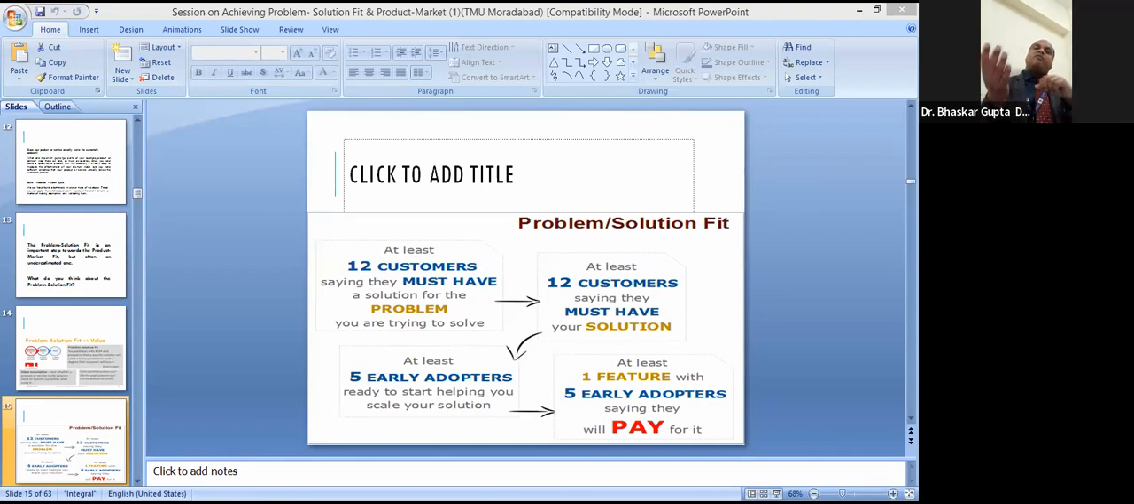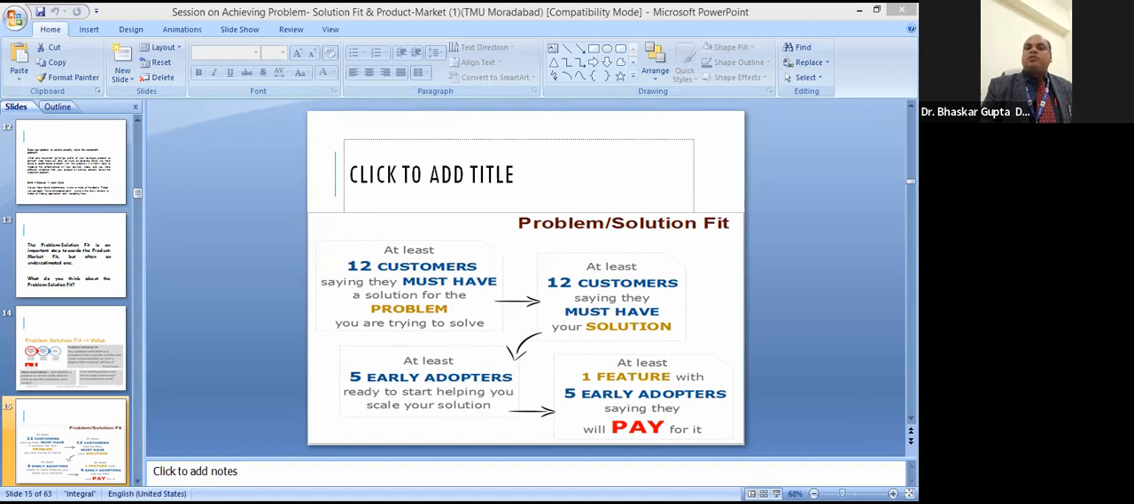If you have added at least one feature to your product, there must be at least 5 early adopters who are now ready to pay for your product or service because you have really added some innovative feature. That's why early adopters, evangelists, are now ready to pay for your product. Next, even if you miss any of these steps, no need to worry. You can have one problem solution fit canvas, which you can fill. Next, please.